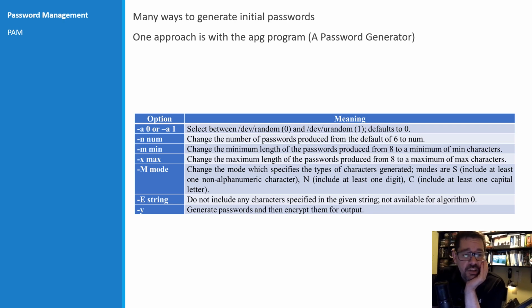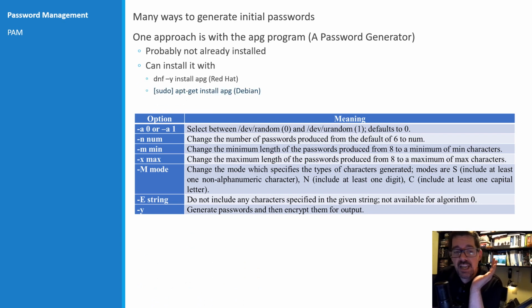So there are many ways to generate initial passwords. One approach is using a program called APG, a password generator. With this program, number one, it's probably not already installed, so you'll have to use either DNF or apt-get or yum to install it. And once you install it, you'll be able to run this command to just automatically generate passwords. It's probably not a bad tool to use just if you need to generate random passwords for yourself either.